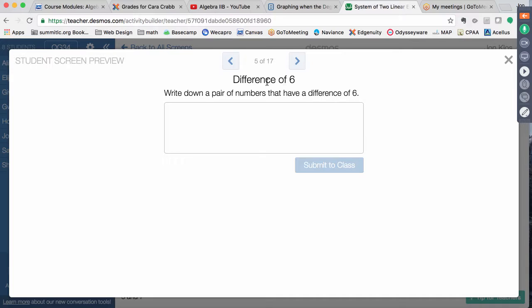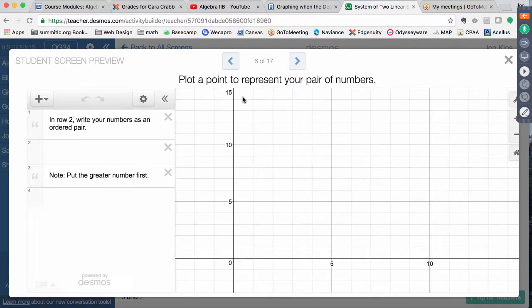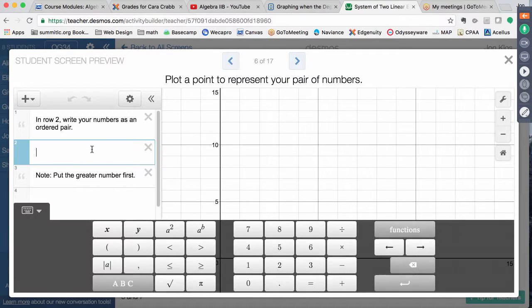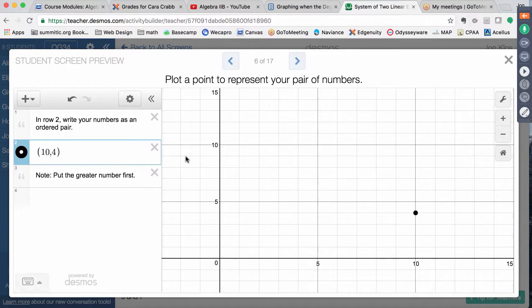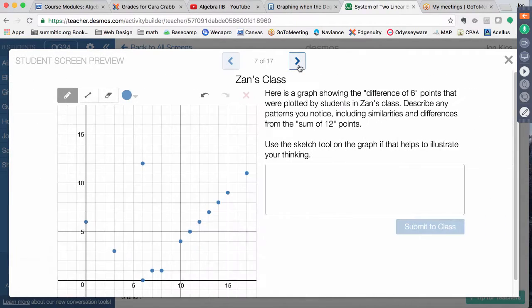Now we're doing another one, difference of 6. Write down a pair of numbers that have a difference of 6. Well, I'm going to do 10 and 4. If I take 10 minus 4, that's 6. Difference means subtraction. So now I need to write my numbers as ordered pairs, so 10, 6, whoops, 10 and 4, right? There we go. Okay, put the greater number first, make sure you read that note. The difference of 10 and 4 is 6.